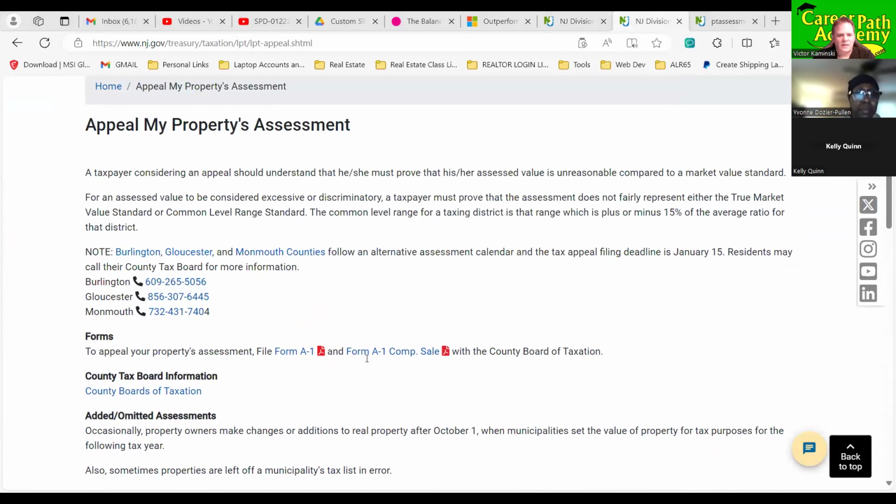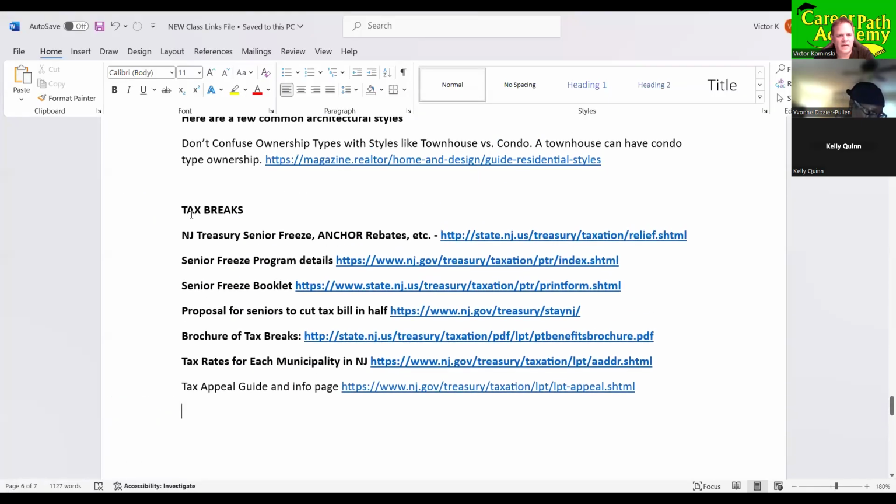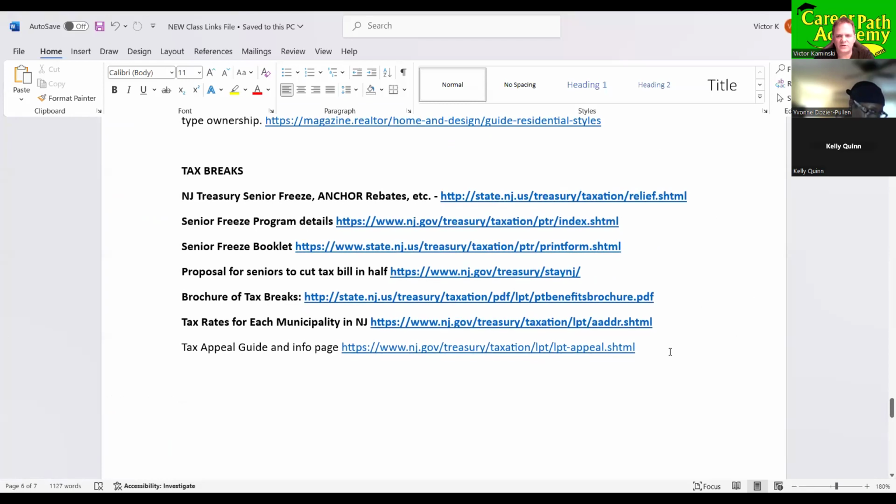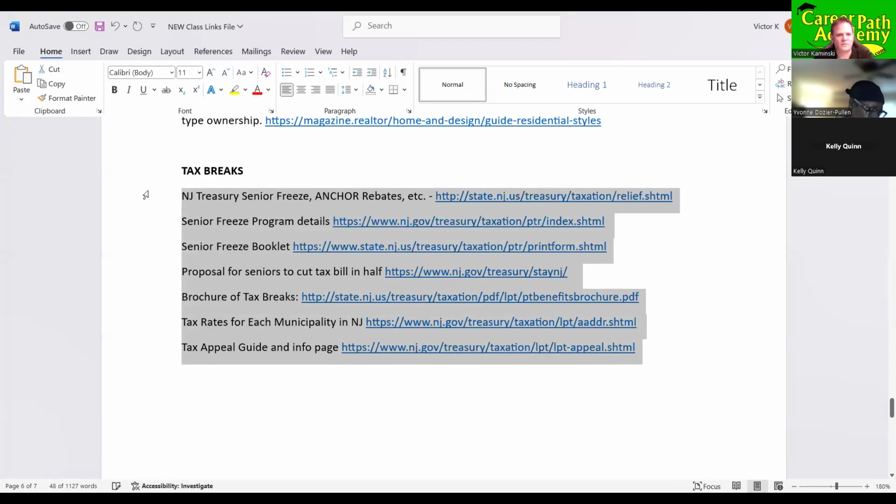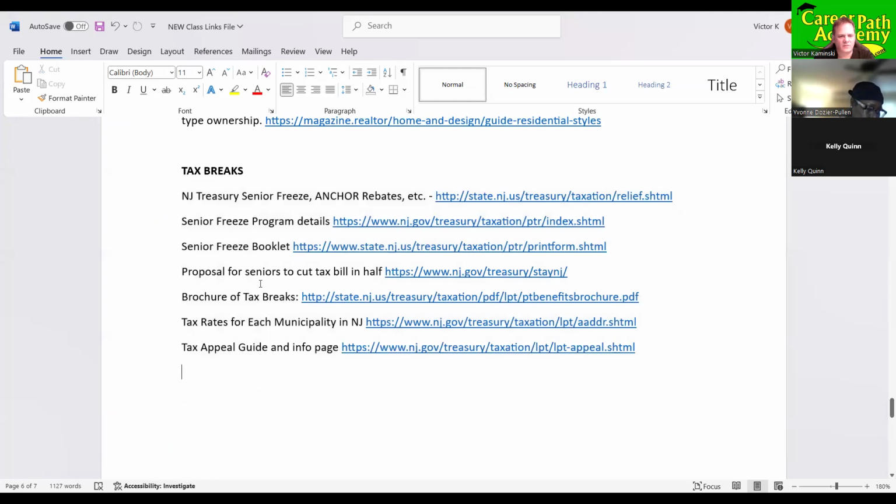Okay, so I'm gonna list it as a tax appeal guide, tax appeal guide in that class links Word document. Guide info page, I'll call it that. So now we're building up our tax breaks. I got all of these things listed here in our Word class links Word document.